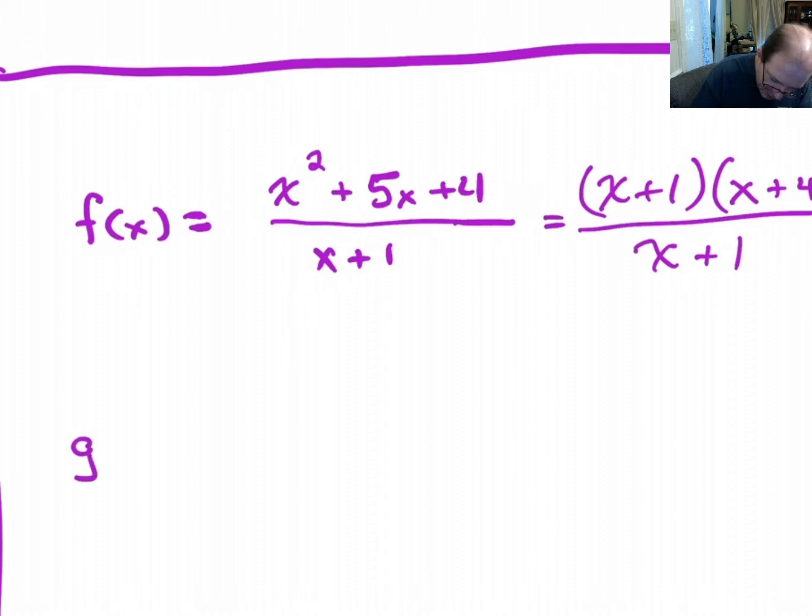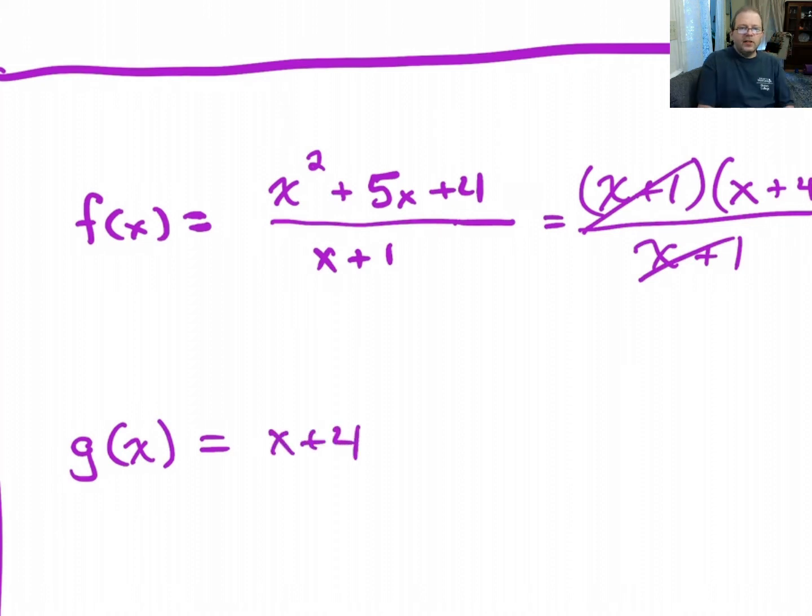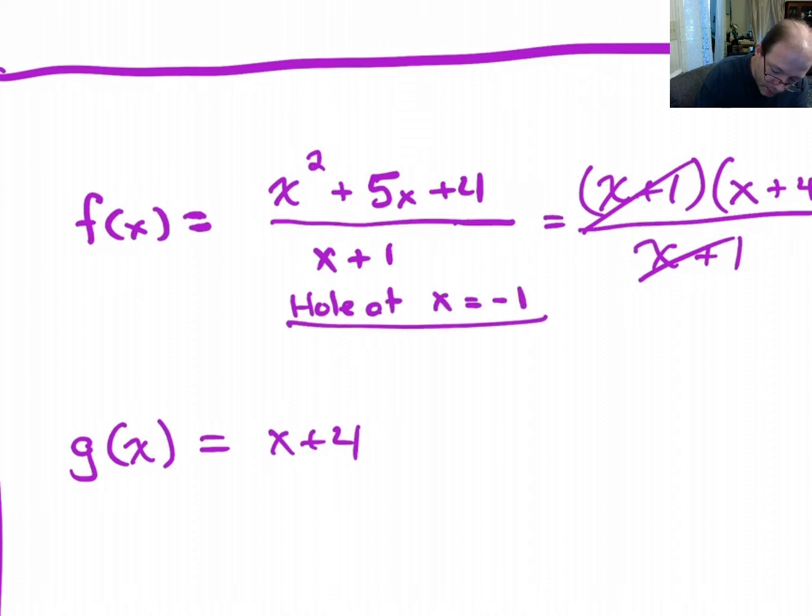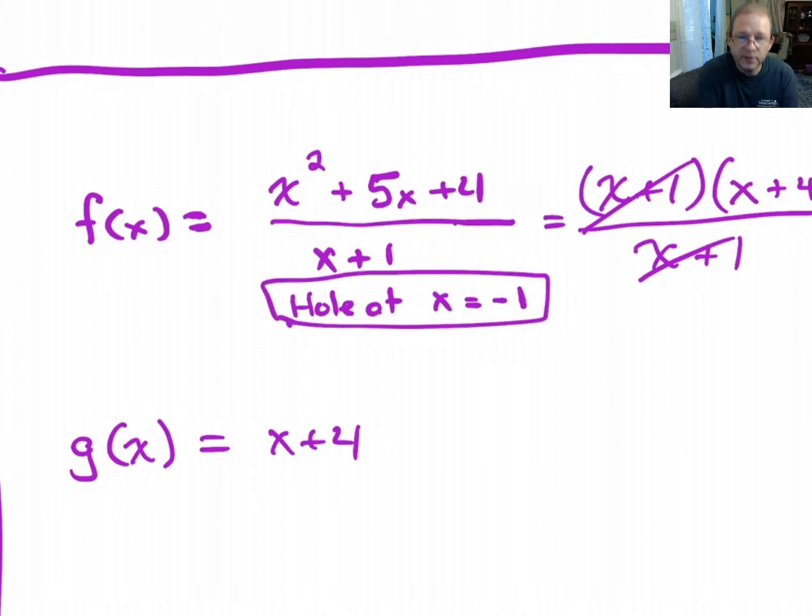So we've got that function, and then we've got this function, g of x. I'm going to get this by canceling this, just x plus 4. Now, technically speaking, f of x and g of x are not the same function. The only place that they differ, though, is that f of x has a hole at x equals -1. Other than that, these two functions are exactly the same. But we would consider them to be two distinct functions, not equal to each other, because one of them has a hole and one doesn't.